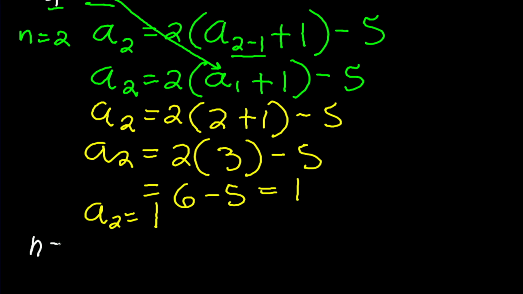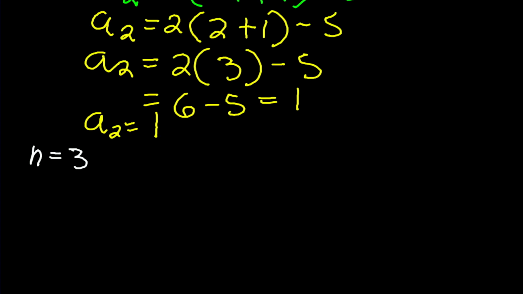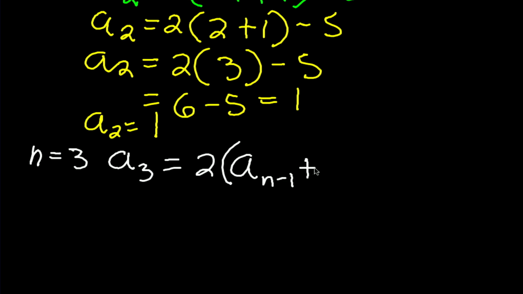When n is equal to 3. So again, I go with the notation. That means I'm finding a sub 3, the third term of the sequence. That's equal to 2 times a sub n minus 1 plus 1, subtract 5. Again, the subscript. And I'll get away from this in a minute. I just want to make sure we got it. I'm going to substitute in for n.